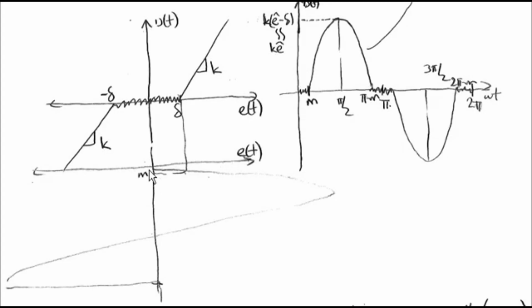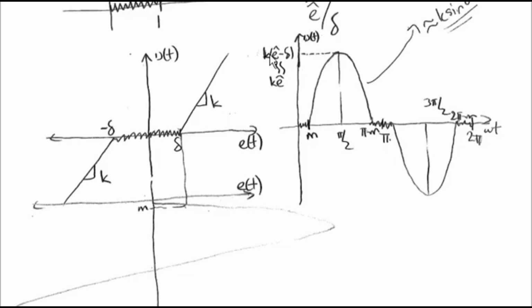Here I want you to think that the input is a very large amplitude sinusoid. If the amplitude of the sinusoid is very large, then this m value is going to get smaller and smaller. Therefore these zero regions in the output will get smaller and smaller. And also this peak value, which is k times e hat minus delta, is going to be approximately k times e hat, because e hat is in that case very, very large, much larger than delta. So this magnitude here is going to be k times e hat.